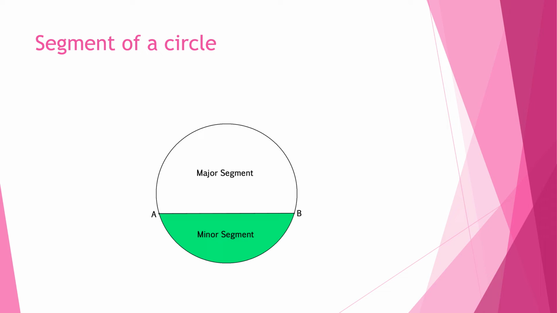A segment is formed when a chord inside the circle divides the circle into two parts. The diameter is the longest chord of the circle. If the diameter is the chord which divides the circle, so both the segments are same and each segment is known as a semicircle.